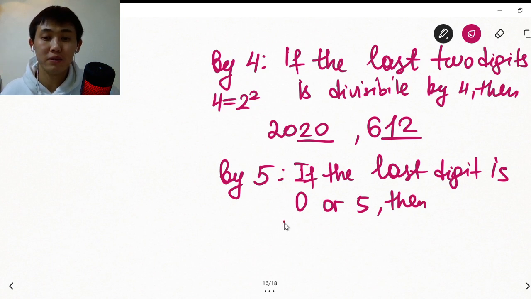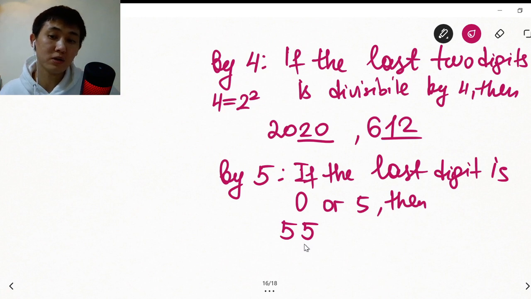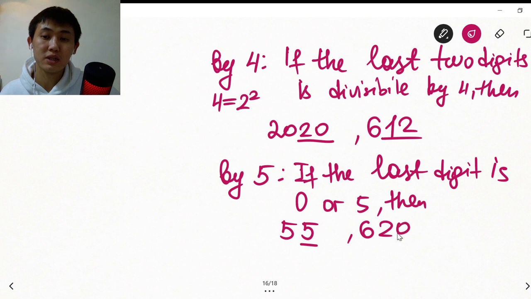For example, 55 is divisible by 5 because the last digit is 5, or 620 is divisible by 5 because the last digit is divisible by 5. Because 0 divided by 5 is 0, that's a whole number.